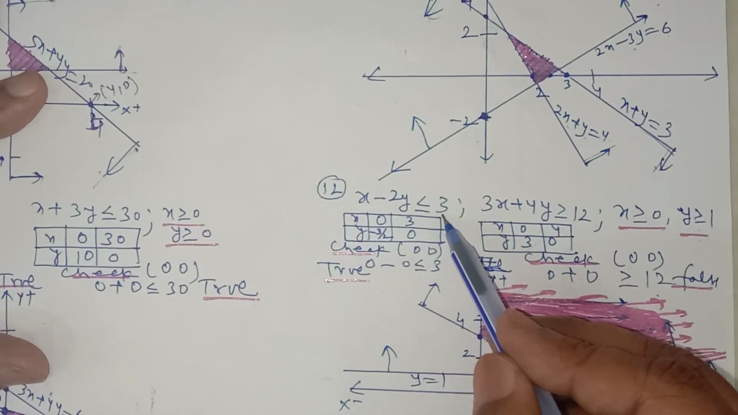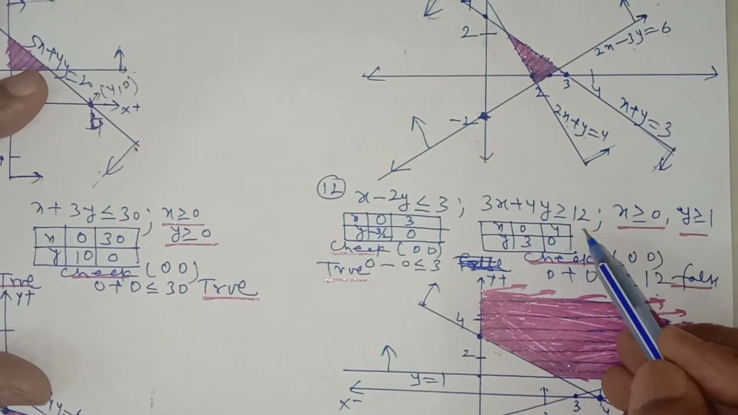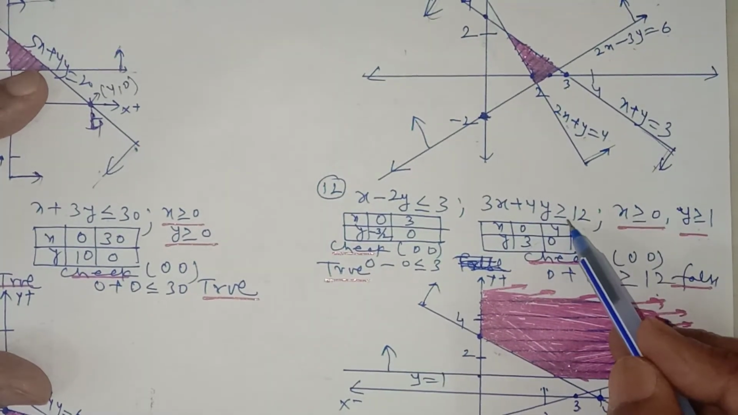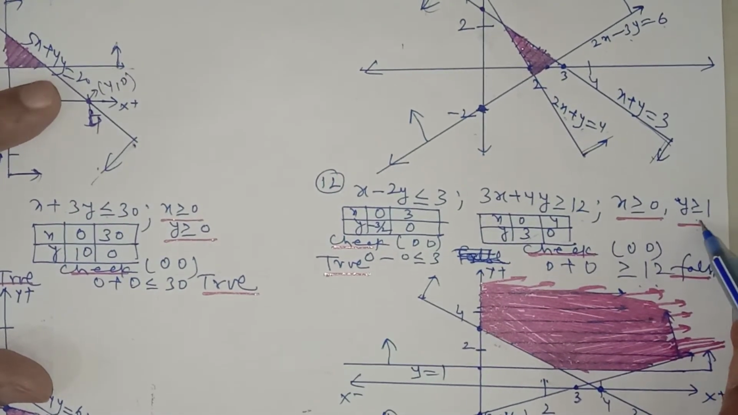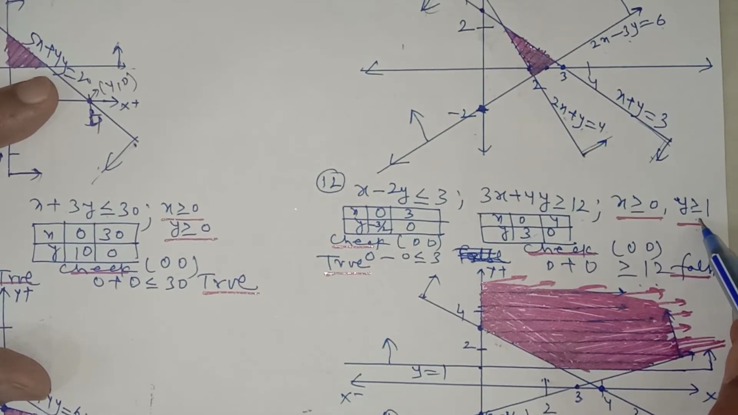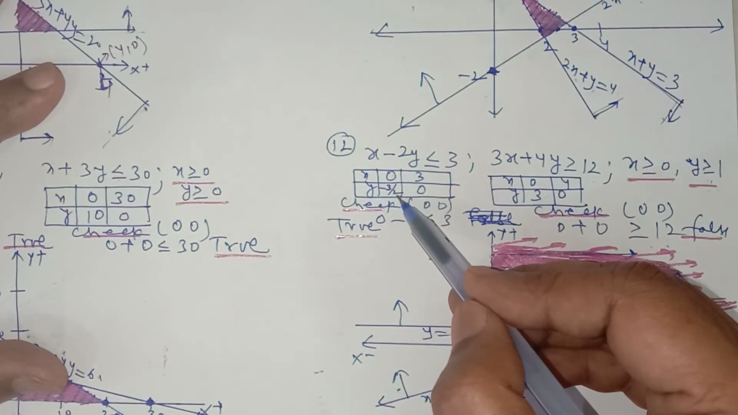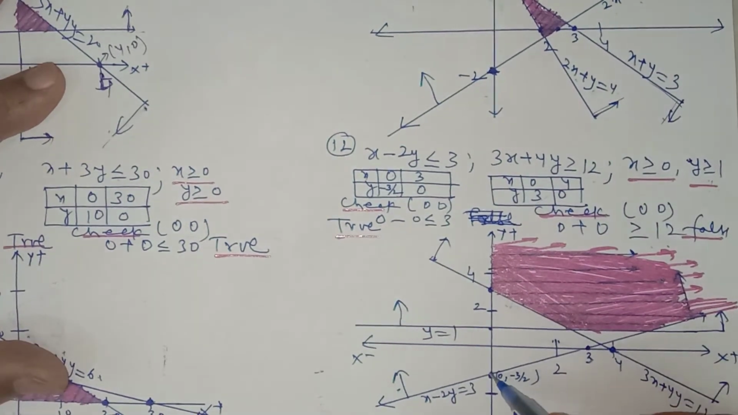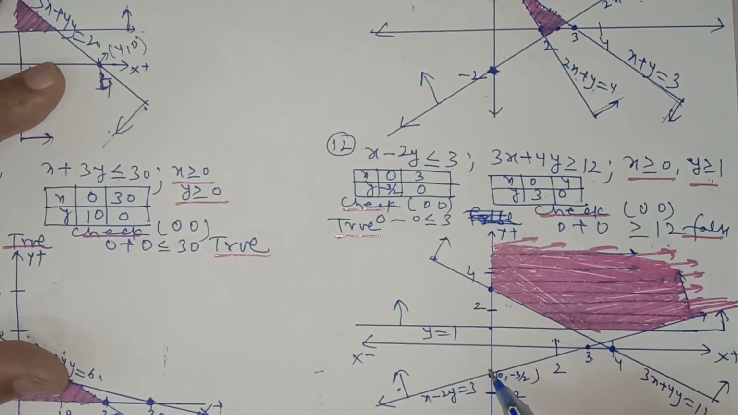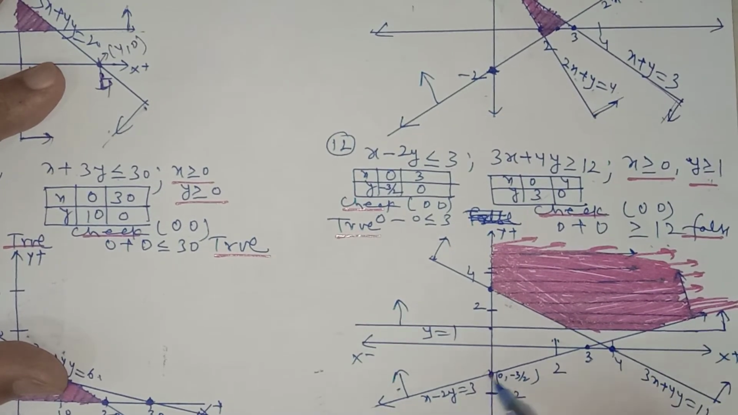0 minus 0 less than 3 is true for this solution, that is the origin is true, so it will be shaded towards the origin. 0 plus 0 greater than 12 is false, so it will be shaded away from the origin, and you can mark the line y is equal to 1 directly without taking the solution set. So I'm marking this: x=0, y=-3/2 means y=-1.5. So x=0, y=1.5 is this point, and x=3, y=0 is this. Draw the line passing through this.